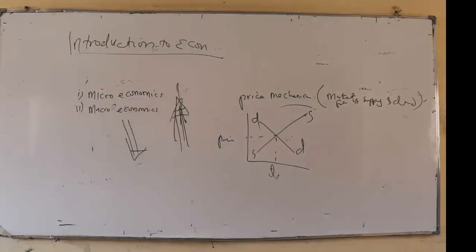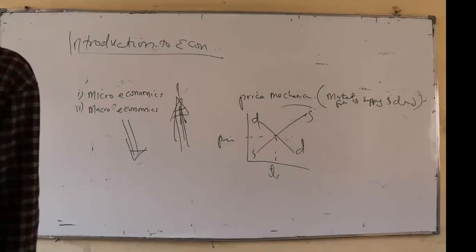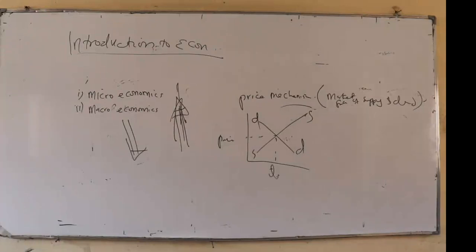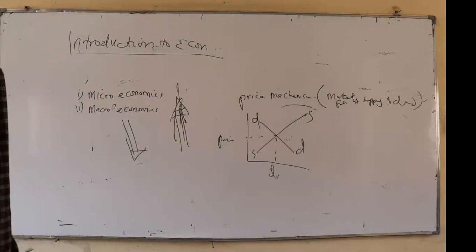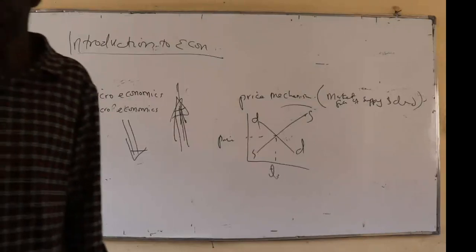Full stop. This implies that no one buyer or seller can manipulate the market alone. So because of the element of competition, saying there are many buyers and sellers in this economic system, full stop, this implies that no one buyer or seller can manipulate the market alone.